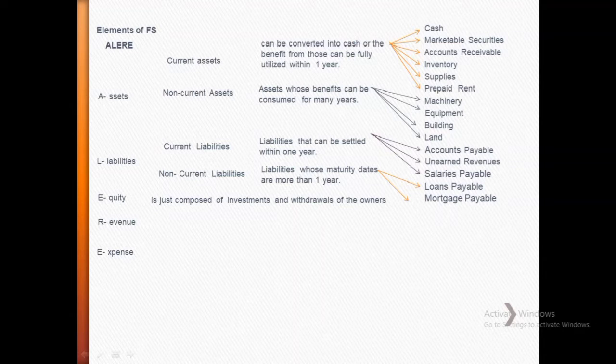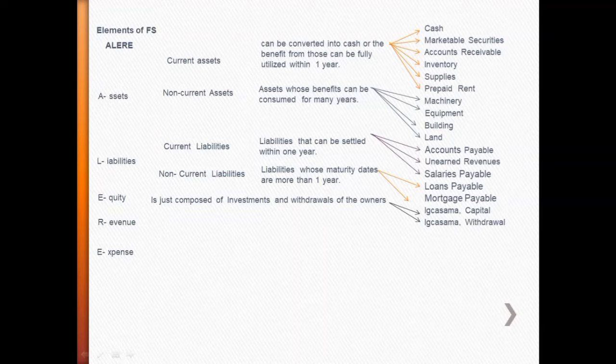Let's go now to equity or capital. As I've told you earlier, if you separate revenues and expenses, only investment and withdrawal of the owners will affect the account. That is why we have only two samples of account titles here. So we have the owner's capital, which will be used if the owner invests in the business, and the owner's withdrawal.